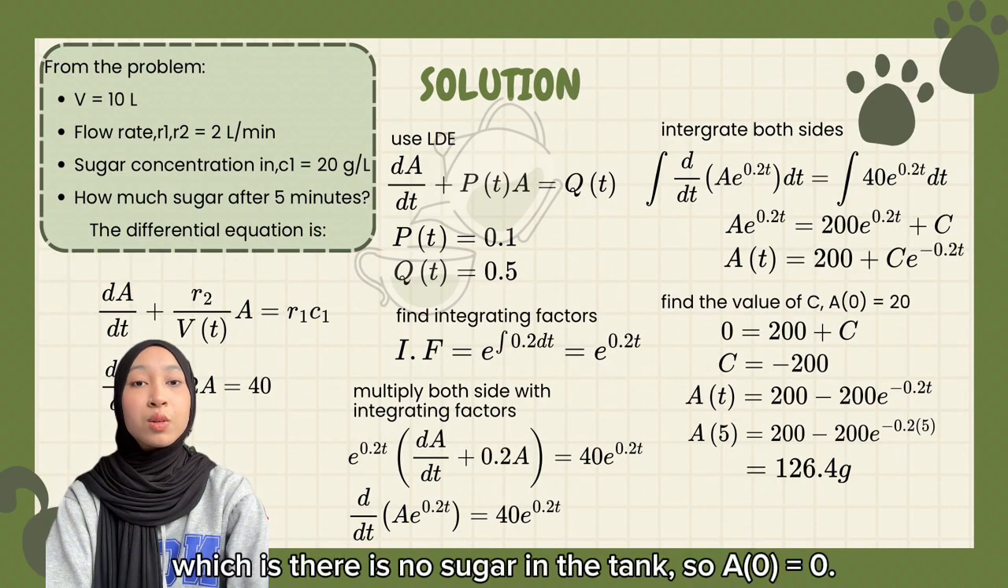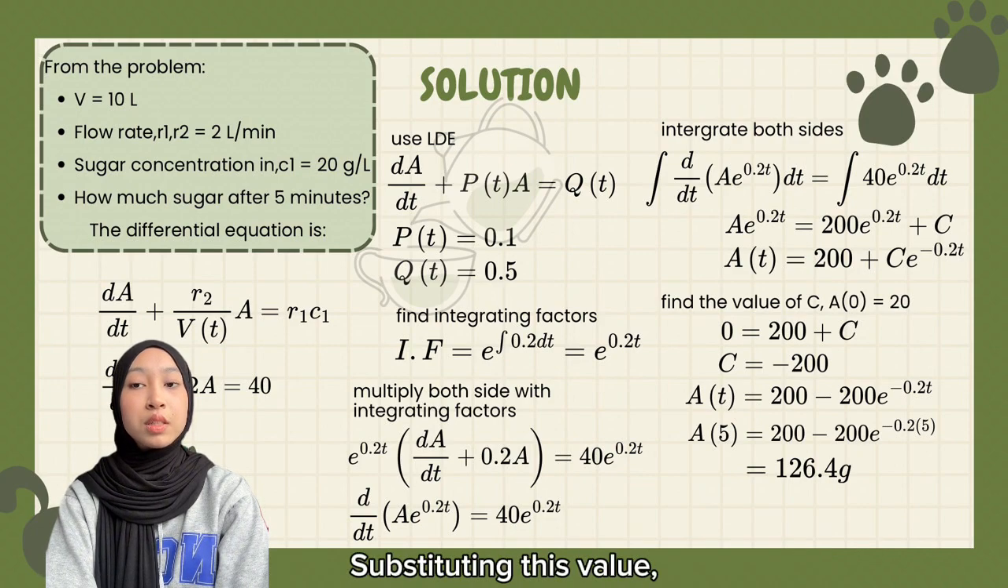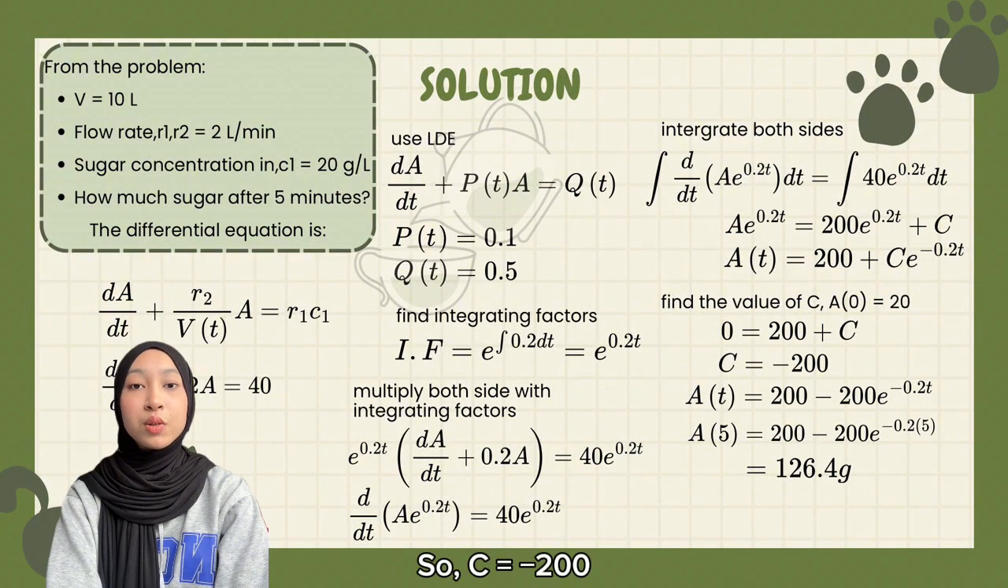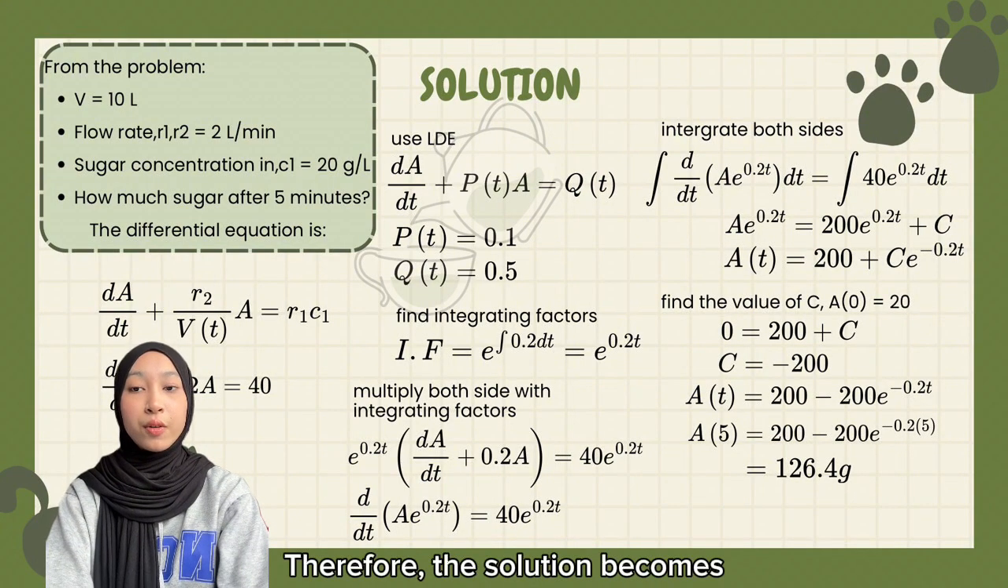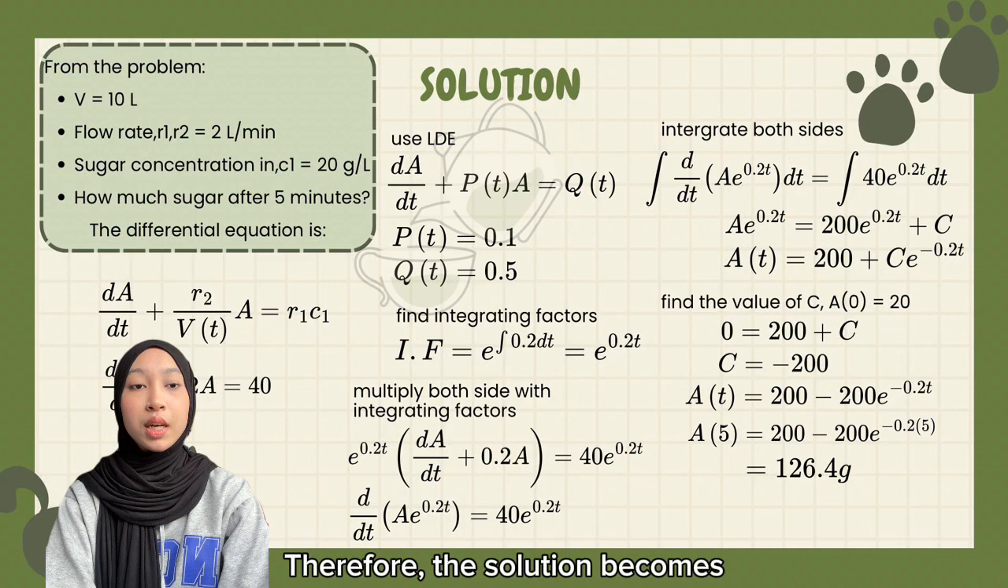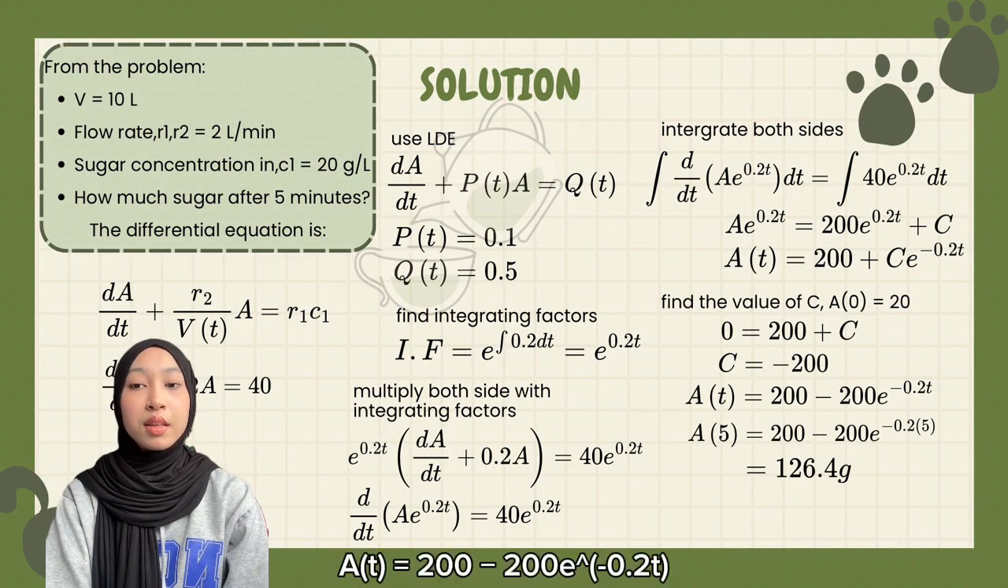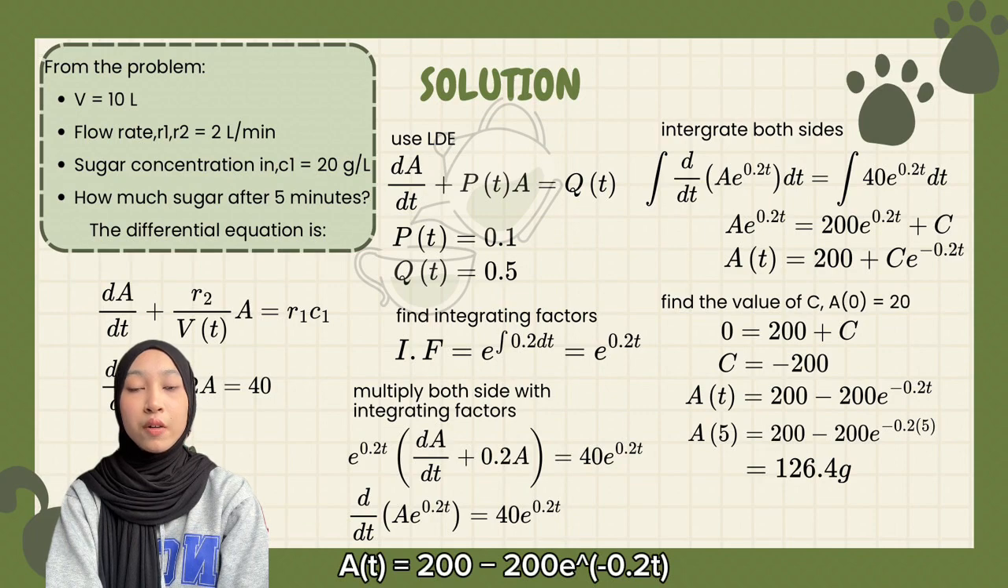which is, there is no sugar in the tank, so A(0) equal to 0. Substituting this value, 0 equal to 200 plus C, so C is equal to negative 200. Therefore, the solution becomes A(t) equal to 200 minus 200 e^(-0.2t).